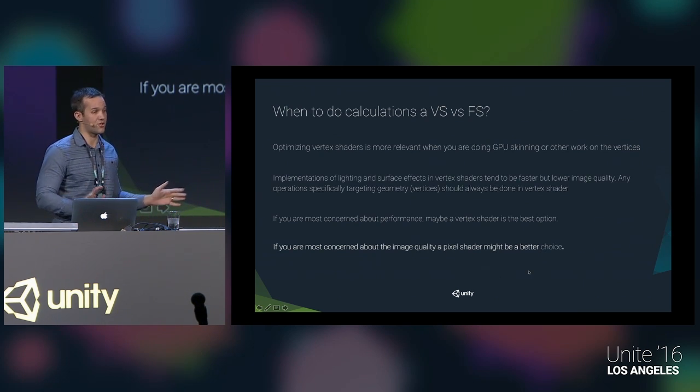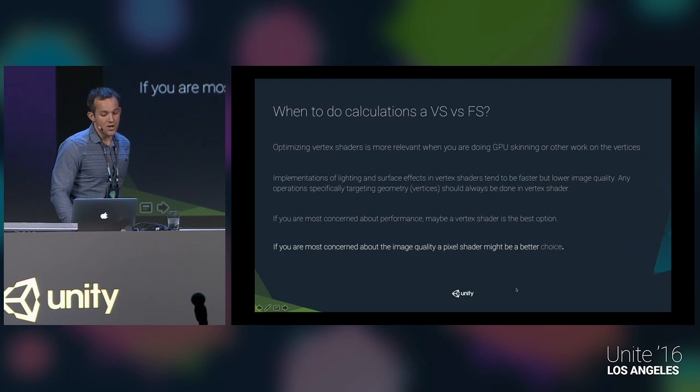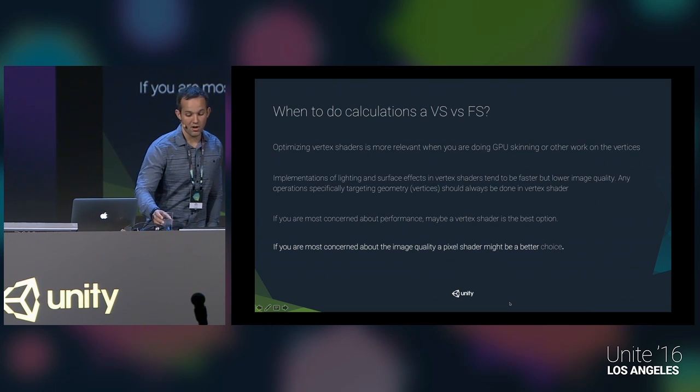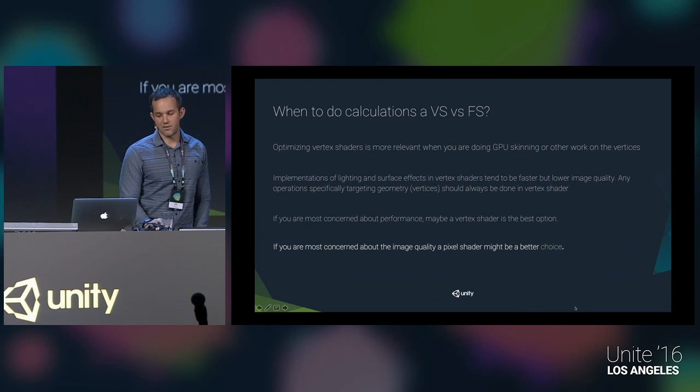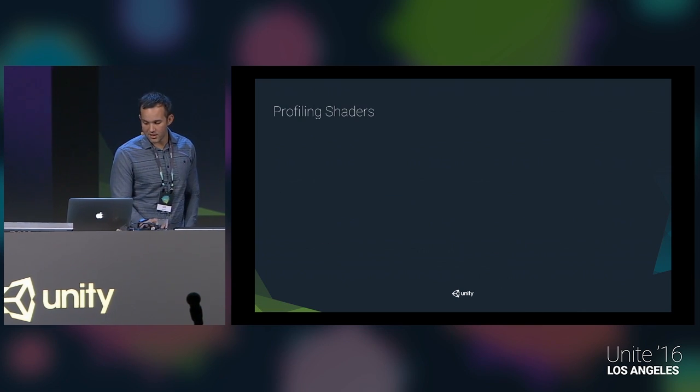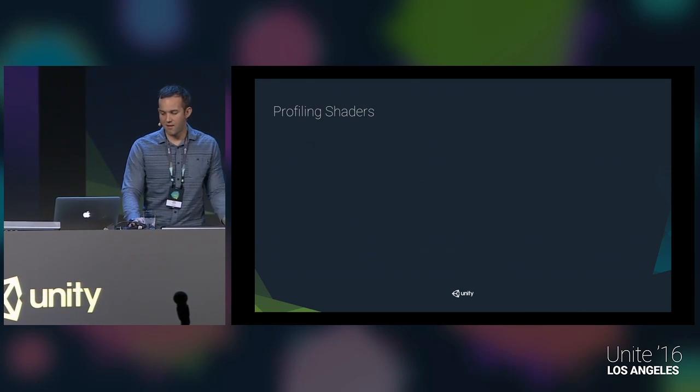But there are cases where you can still optimize your vertex shader. But in general, if you're concerned about image quality, a pixel shader is typically the better choice for doing work on an actual model or individual model on your screen. So let's take a look at what tools we have available to us.